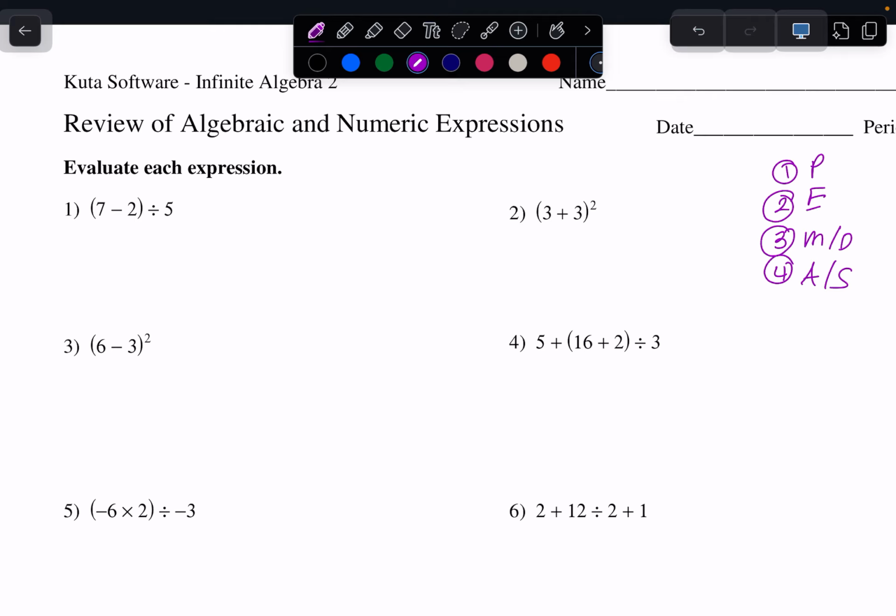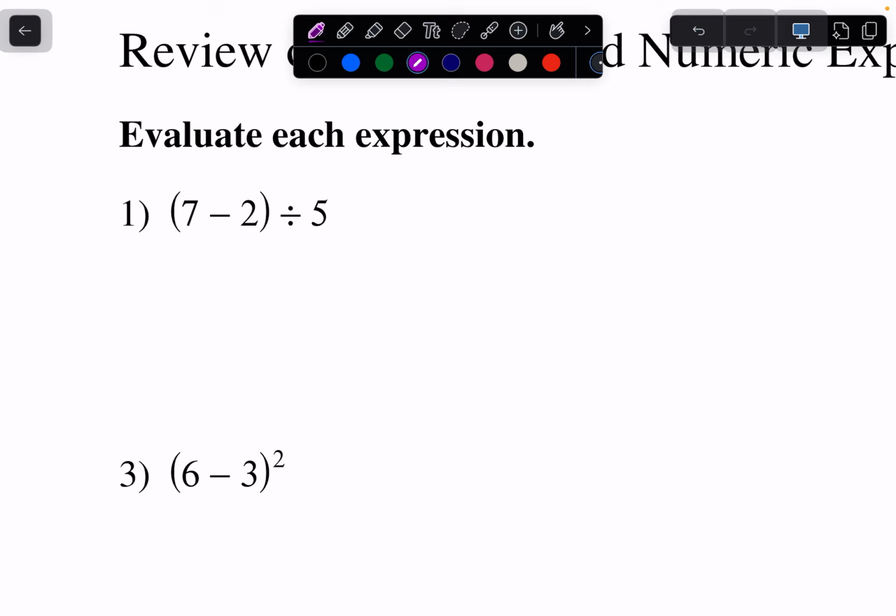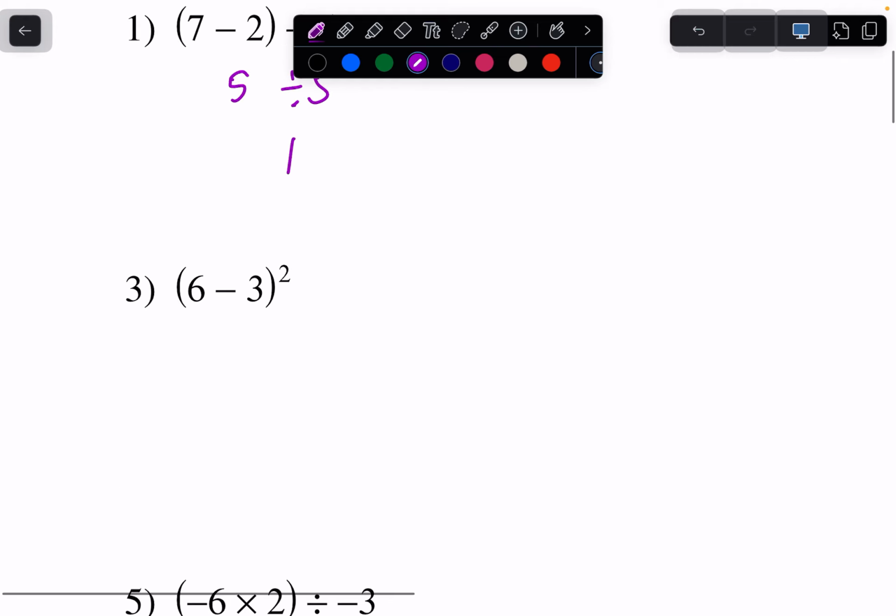So we're going to work on the odds together, and then your job is going to do the evens. But if we look at this first one, we should do inside the parentheses first. You get 5, and then we do the division. So some of these, again, are going to be so simple, and they'll get a little more difficult as we go. Okay. Problem number 3.